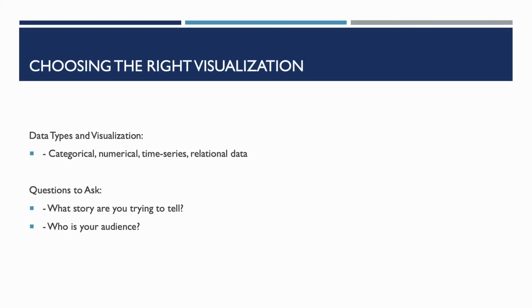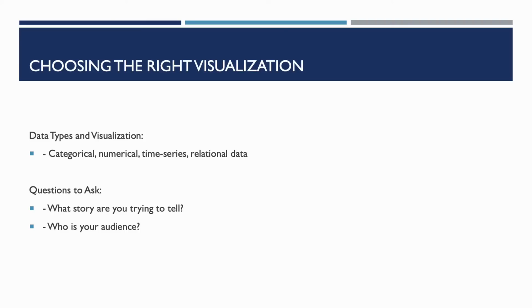Then if the data is numerical data, such as revenue figures, temperatures, or population growth, visualizations like line graphs or scatter plots help to show changes over time or relationships between variables. So if we have categorical or numerical data types, we can use basic tools.